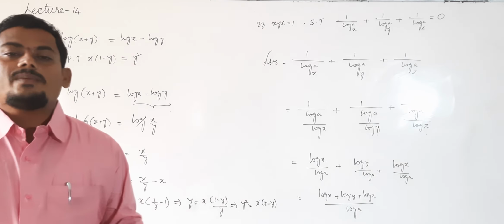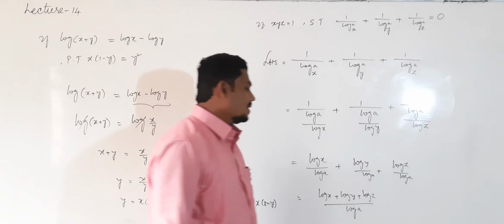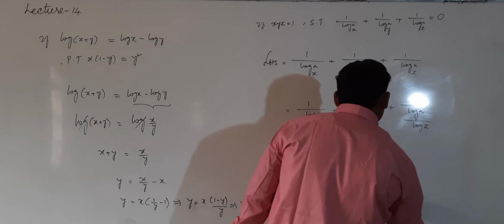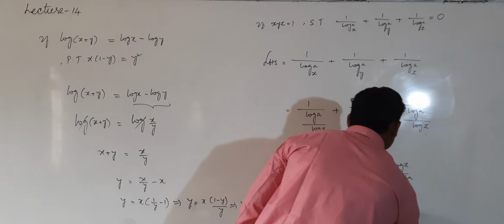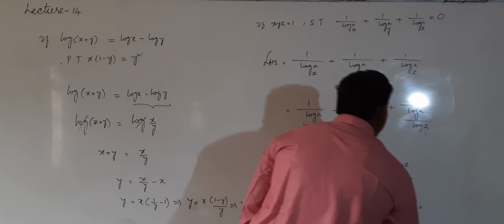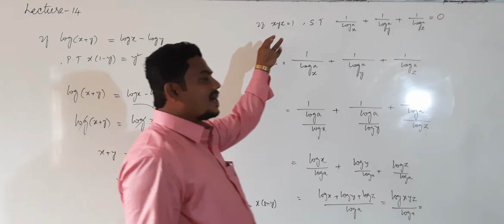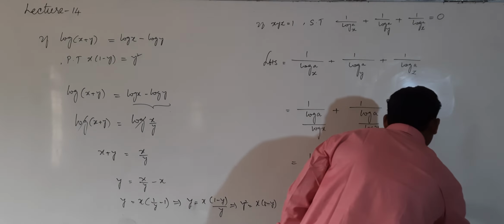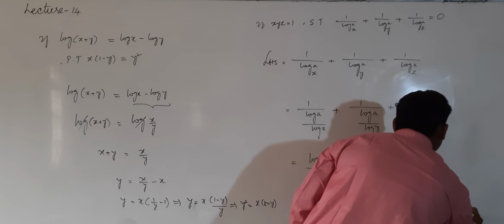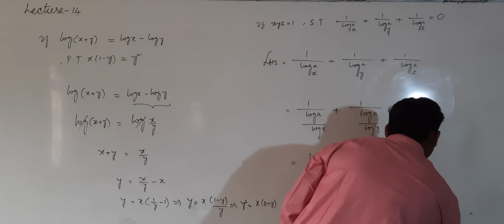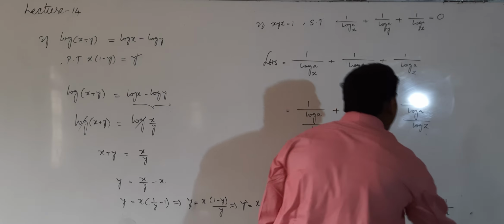Log x plus log y plus log z is like log m plus log n plus log p. It will be log of x into y into z, that is m into n into p, divided by log a. And clearly the x into y into z value is given. What is the x, y, z value? 1, means log 1 divided by log a. Log 1 is 0. 0 divided by log a is equal to 0. This is our RHS.